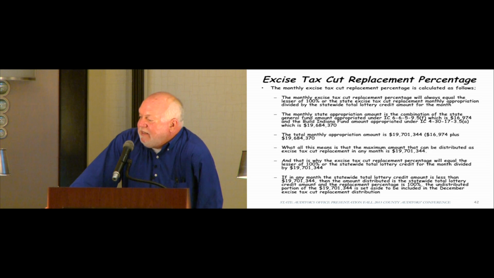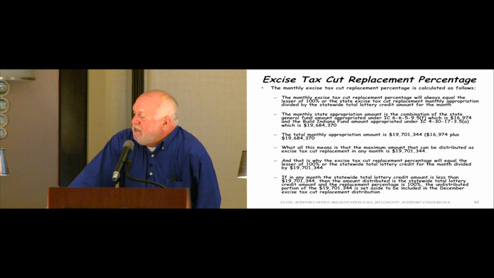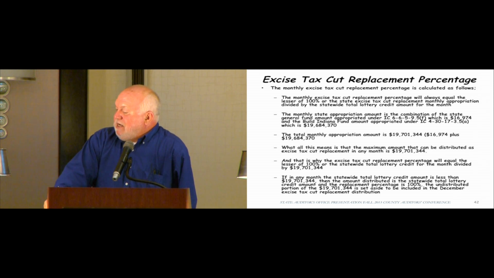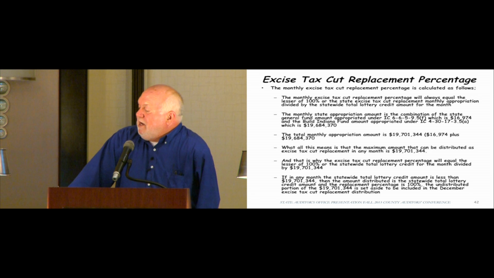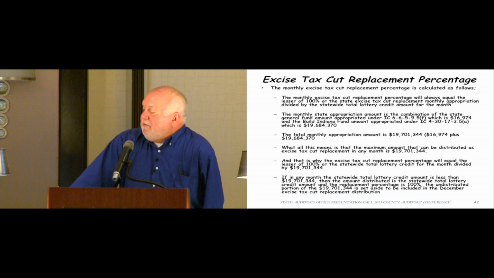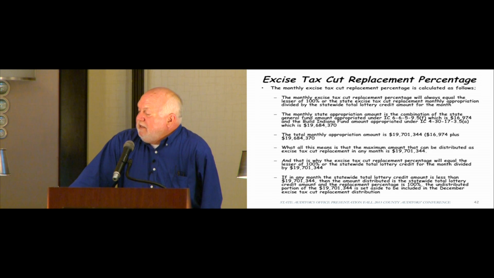And so that tax cut replacement percentage will always equal the lesser of 100% or the state excise tax cut replacement monthly appropriation amount divided by the statewide total lottery credit amount. That monthly appropriation amount, the state appropriation, is the $19,684,370.